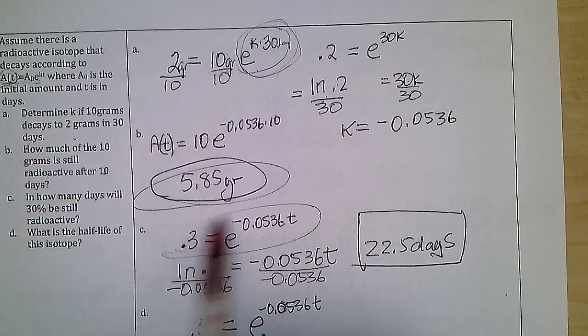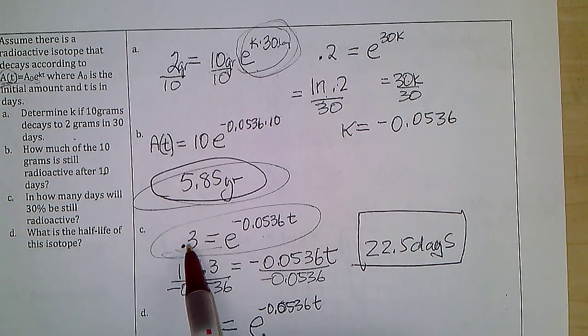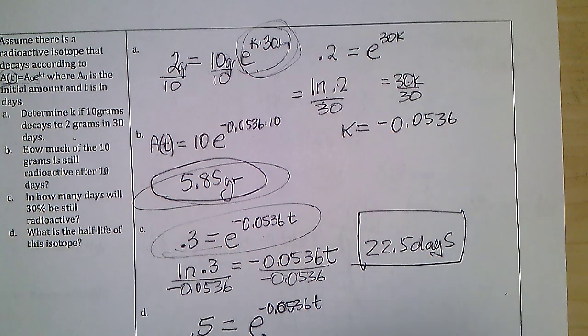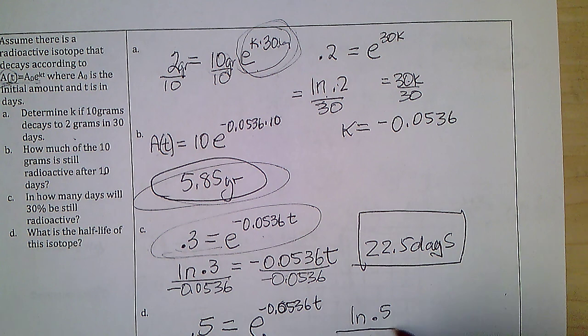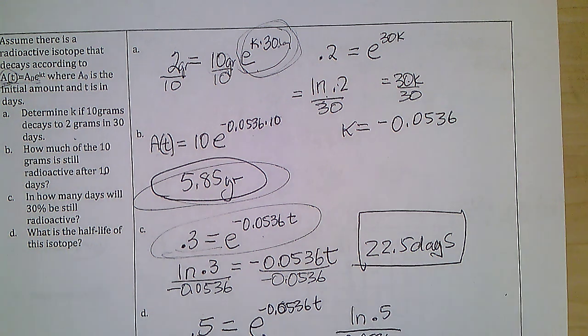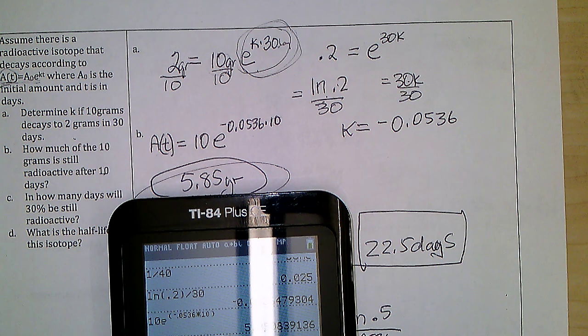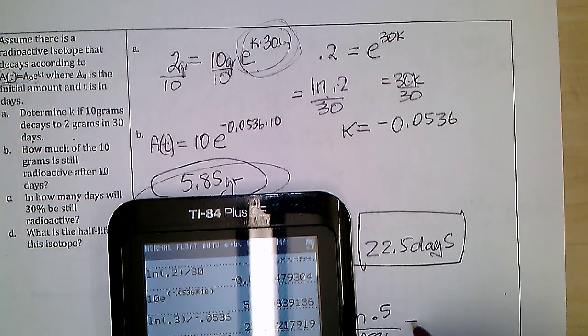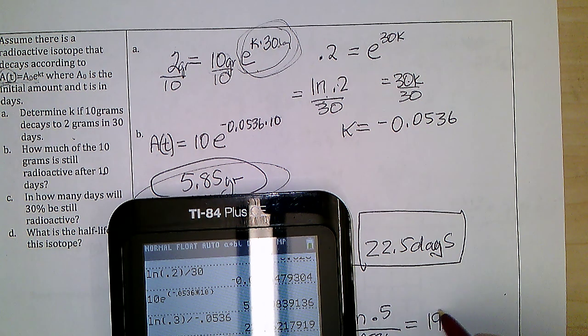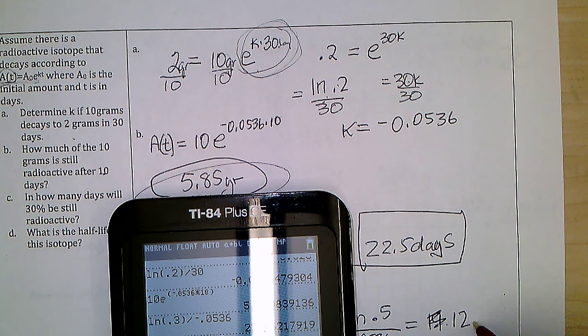This looks exactly like this one, except 0.3 is now 0.5. So the answer is going to be ln 0.5 divided by negative 0.0536. So I can just take out my calculator and go second enter and change the 0.3 to 0.5 and get an answer of 12.9 days.